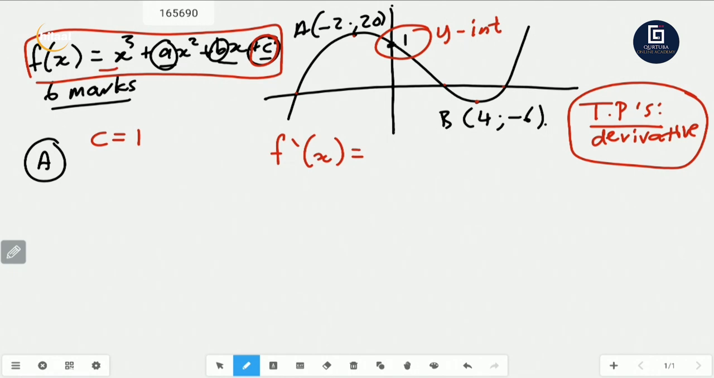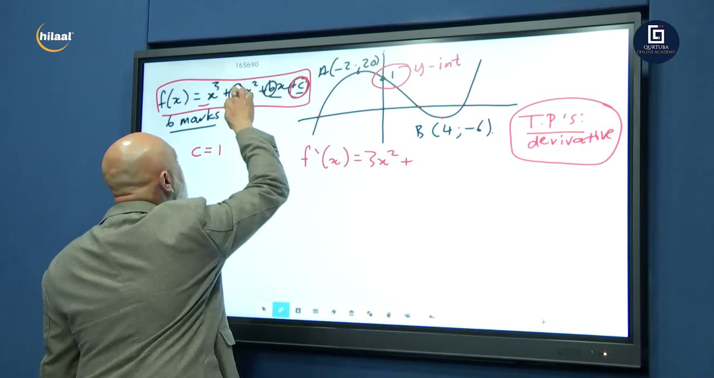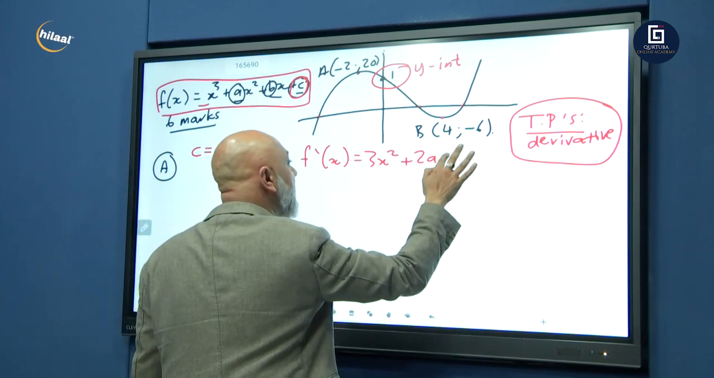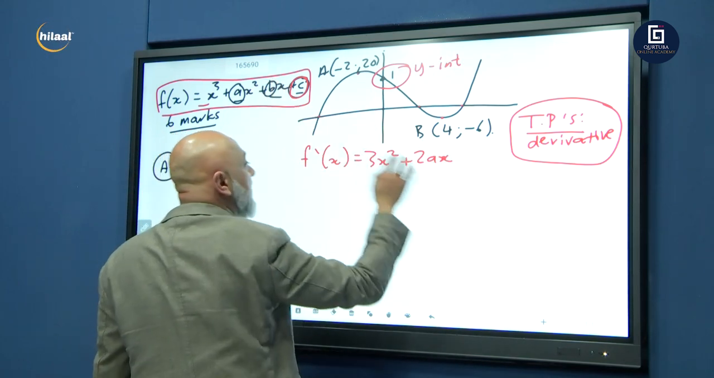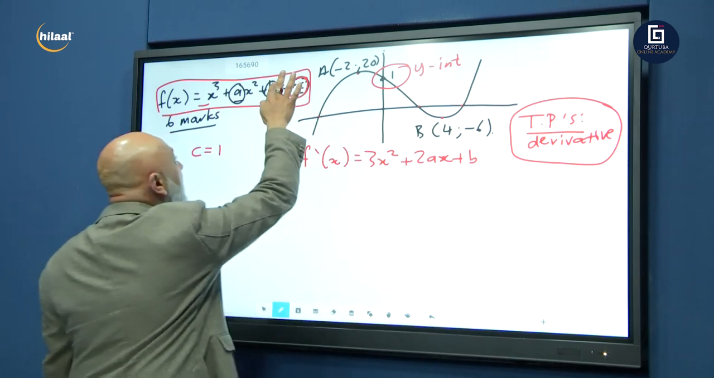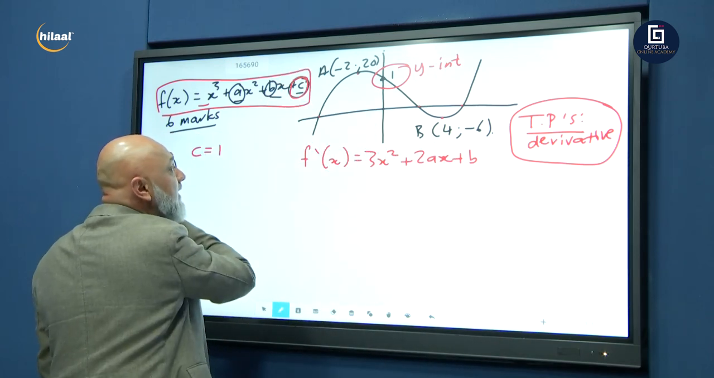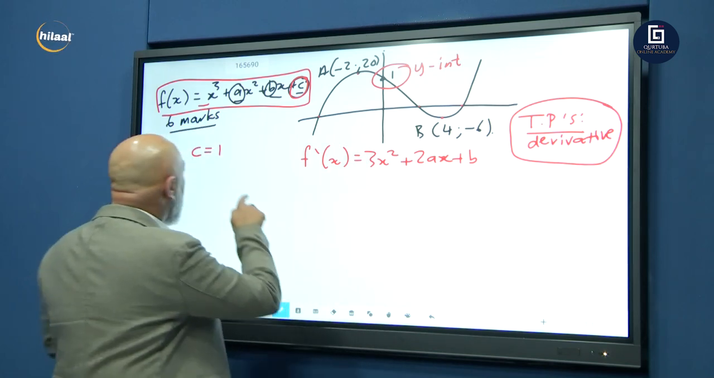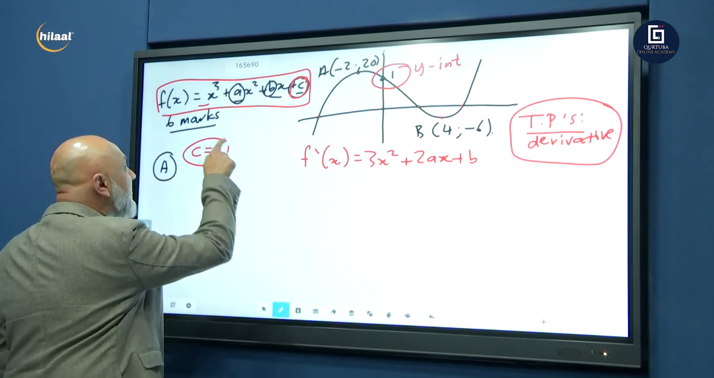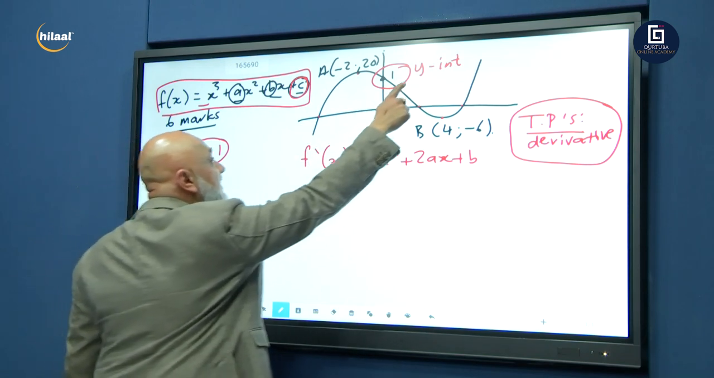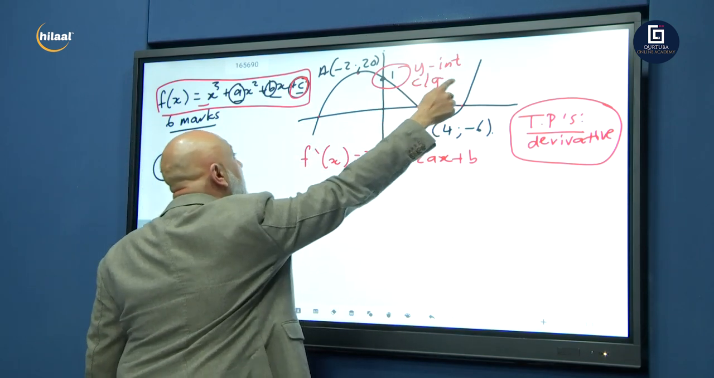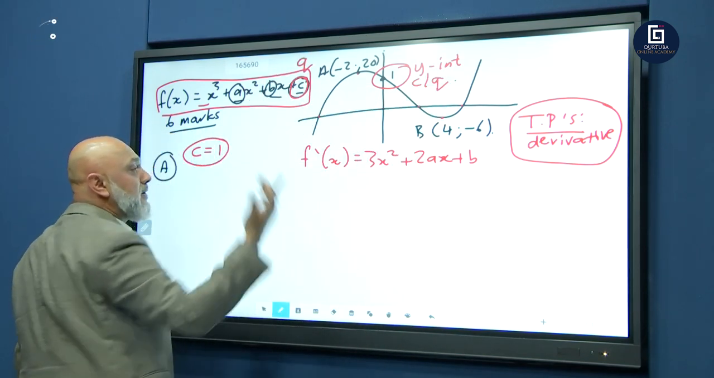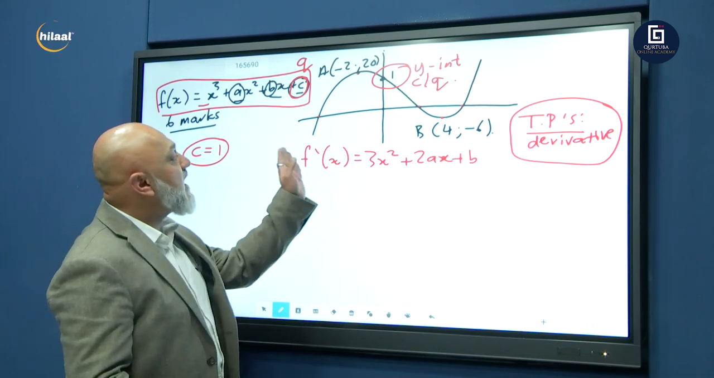Remember in the previous episode, 3 times 1 is 3x squared plus 2ax plus b. Remember, the x to the power 0 will fall away, and then the c will fall away, the constant term. So in your answer, that's where you'll say c is equal to 1. That's your c value, or your q value. They could call this q. No problem.